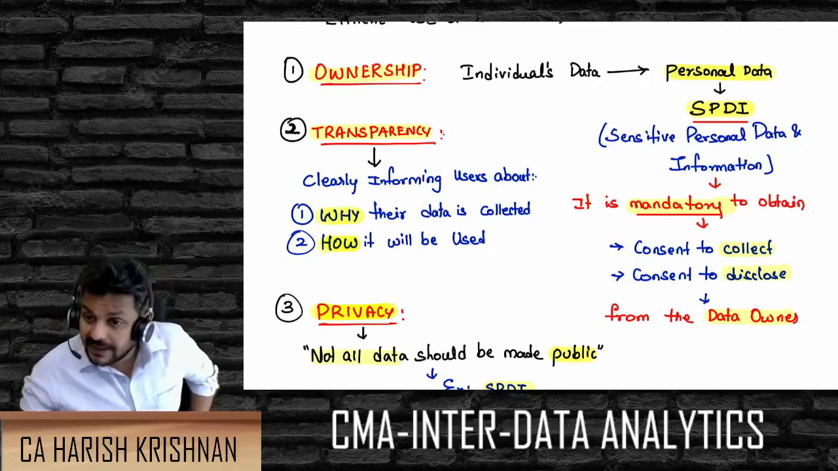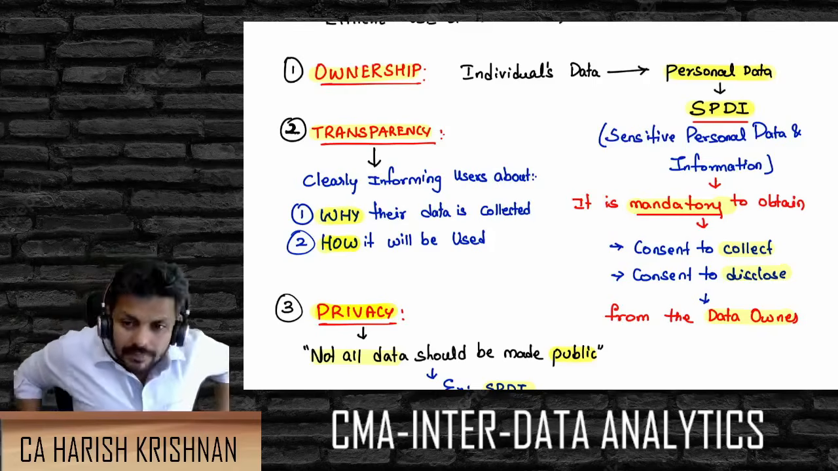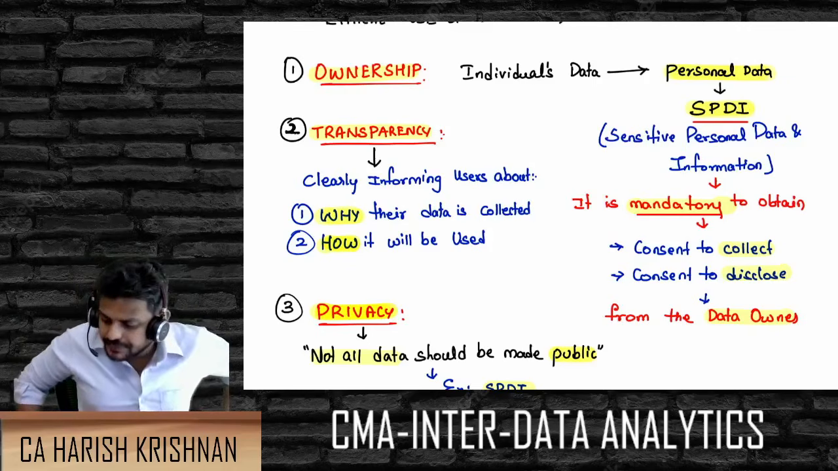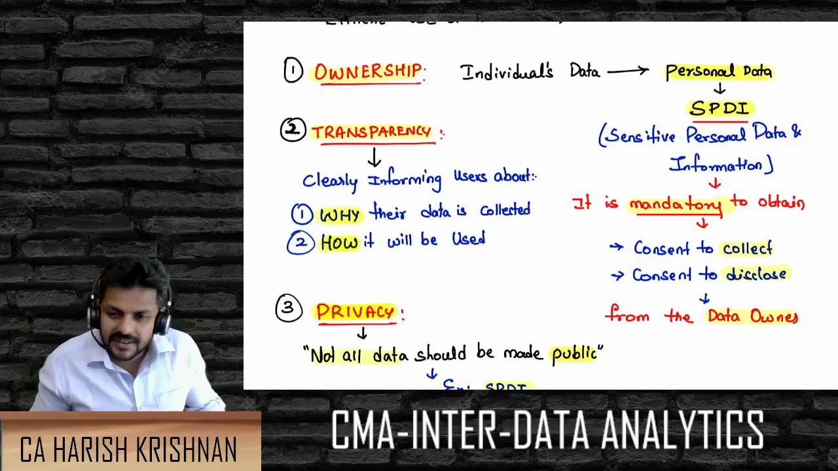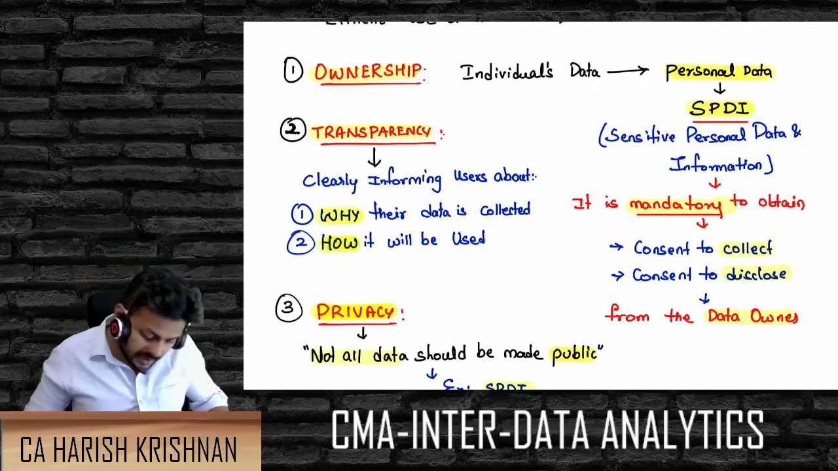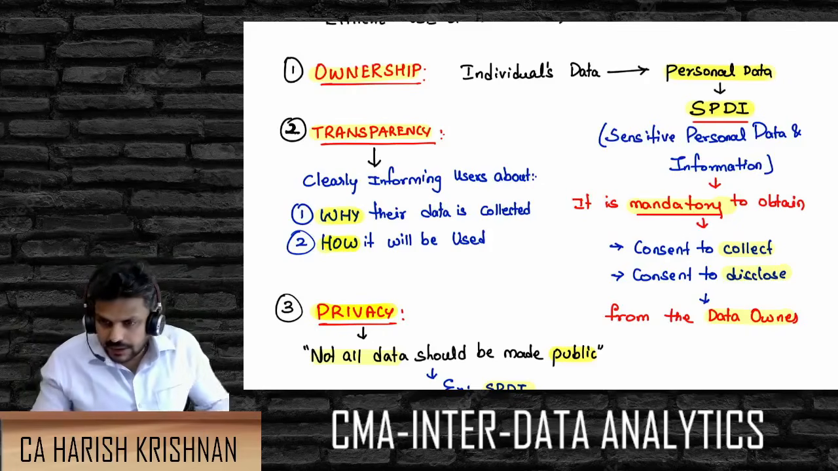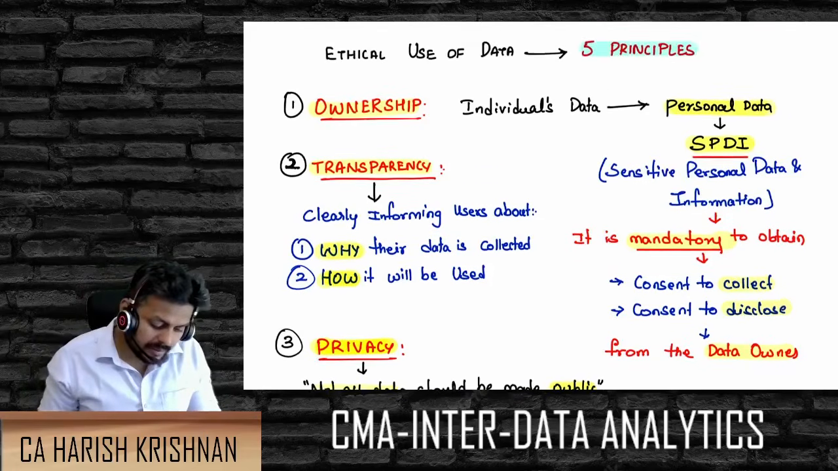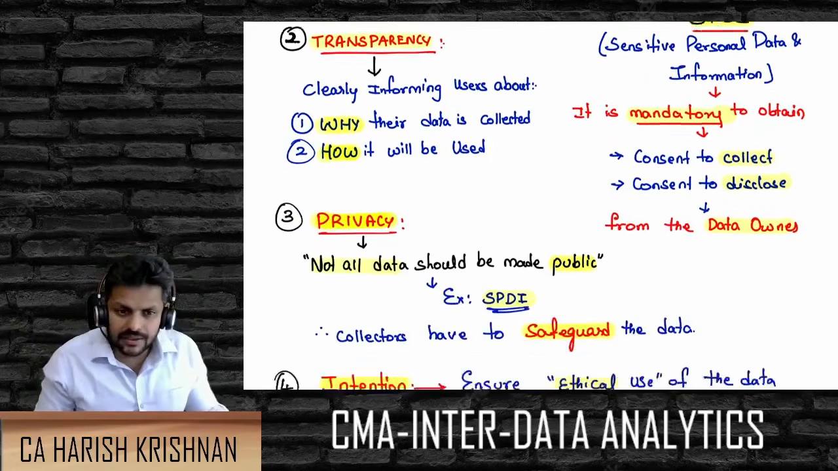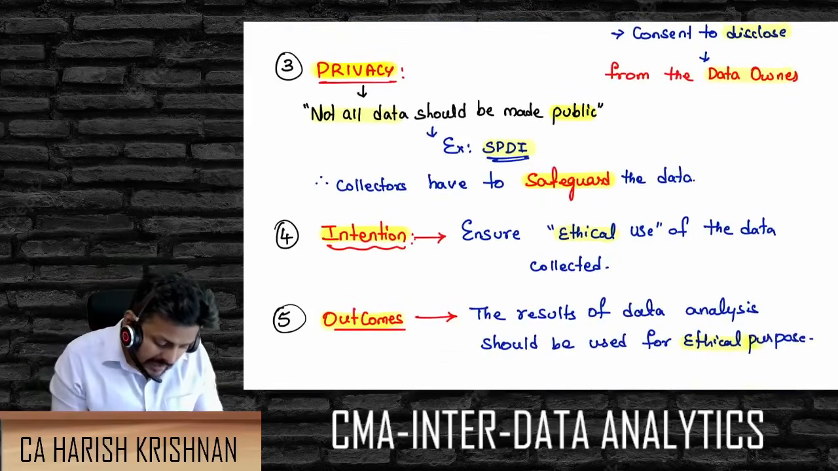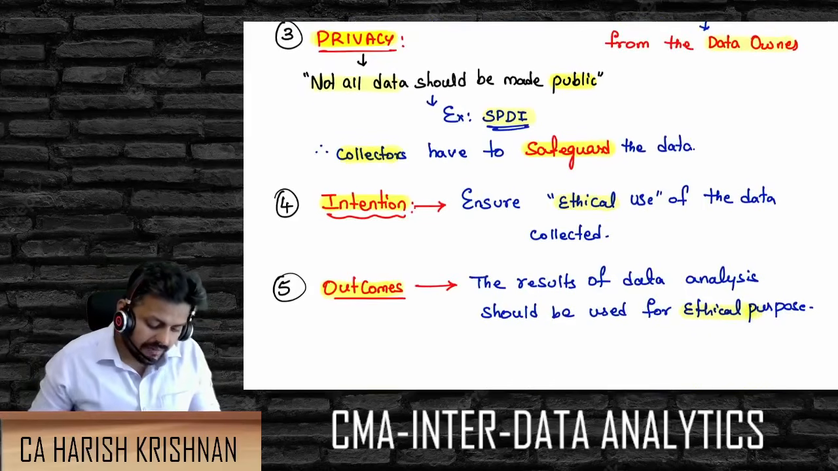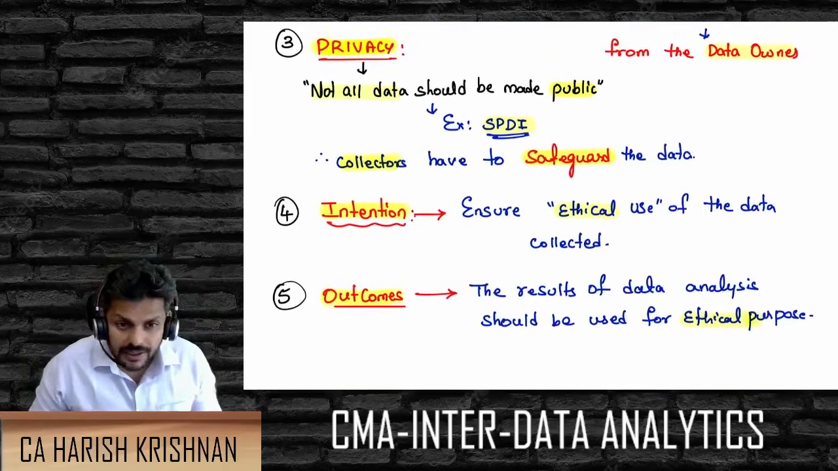Like that, every time you sign up to something, they will make you sign a privacy policy. Without your knowledge, you will just agree to that. But the whole point is, when you are agreeing to something called a privacy policy, the third and very important principle of the ethical use of data is that a data privacy policy should be there. Collectors, whoever are collecting the data, have a responsibility to safeguard the data as well.